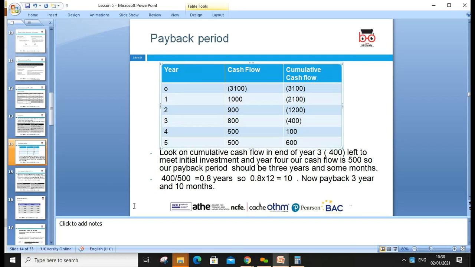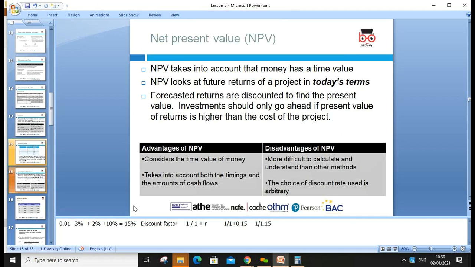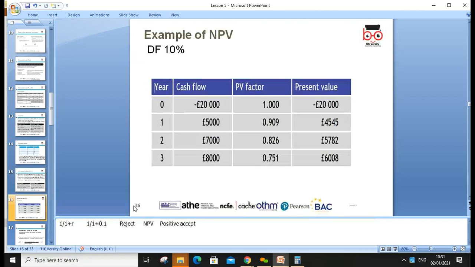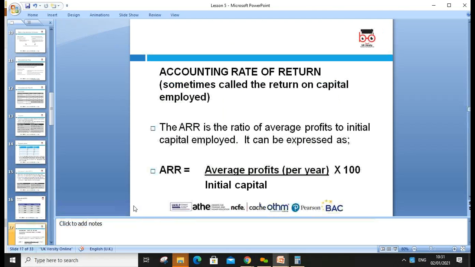Anybody any question here? Payback period? Okay. Then again, NPV, we have advantages, disadvantages. Okay, then this is one other example. NPV, we are investing, we have a present value factor, which is discount factor, and we found it. So you can add all these positive minus negative and decide whether to go ahead or not.